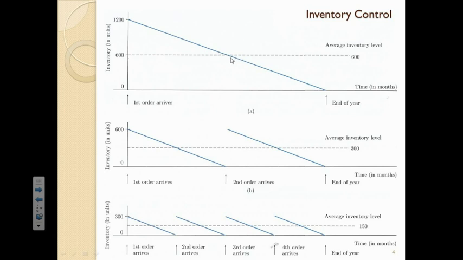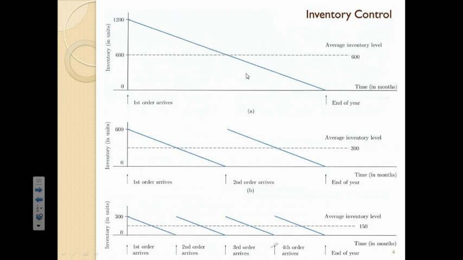If nothing else, think of it as if we cut off this part of the triangle of this inventory and flipped it over, it would fit perfectly into here. And then the inventory throughout the whole year would be 600. So that's our average inventory level.